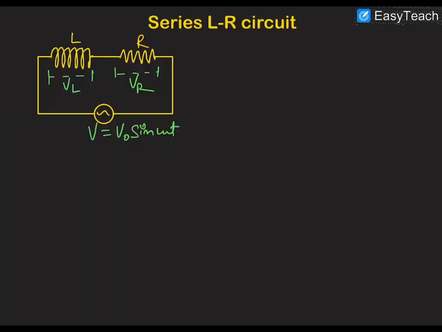In this video, we are going to discuss the series LR circuit connected in AC. So first of all, let us discuss the fact that if V is the resultant voltage, VL is the voltage across the inductor and VR is the voltage across the resistor, then we cannot write V as VL plus VR. This is absolutely incorrect.